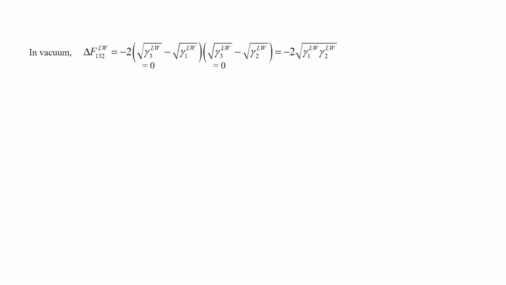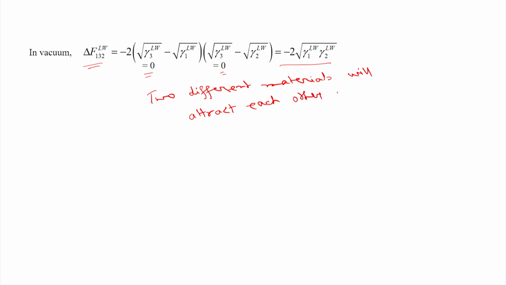Now, in vacuum, let us say there are two materials 1 and 2. In vacuum, gamma 3 LW is 0. So, this delta F132 LW, the interaction energy between these two materials 1 and 2 in vacuum, comes out to be negative, minus 2 times the square root. This term is always negative, and therefore two dissimilar materials will always attract each other in vacuum.